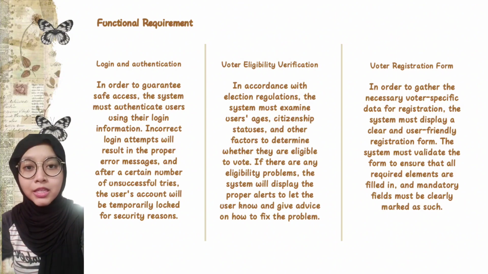Second, voter eligibility verification. In accordance with election regulation, the system must examine users' age, citizenship status, and other factors to determine whether they are eligible to vote. If there are any eligibility problems, the system will display the proper alerts to let the user know and give advice on how to fix the problem.